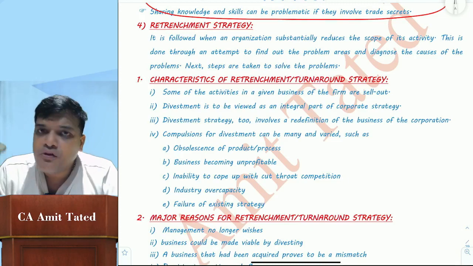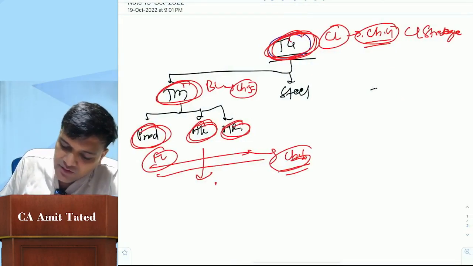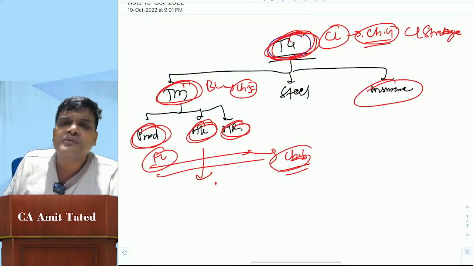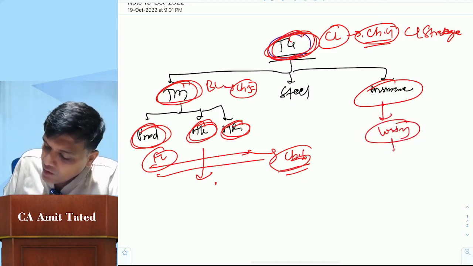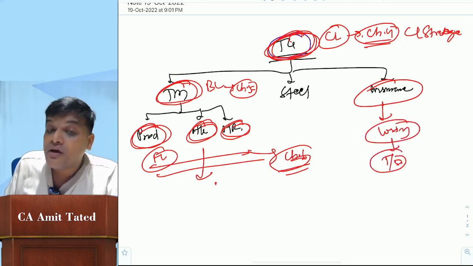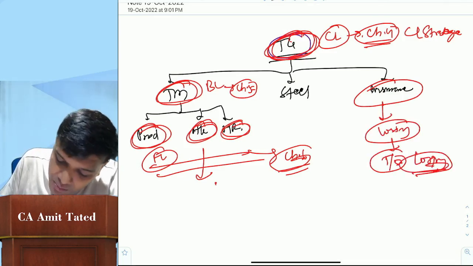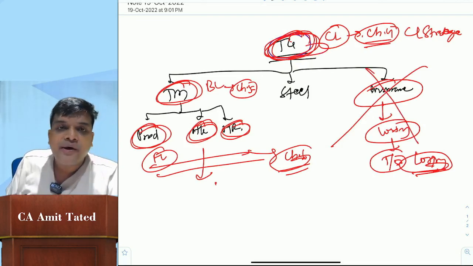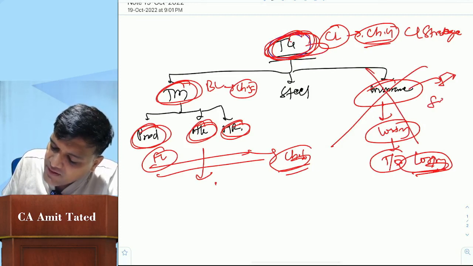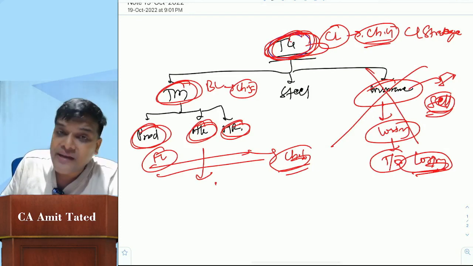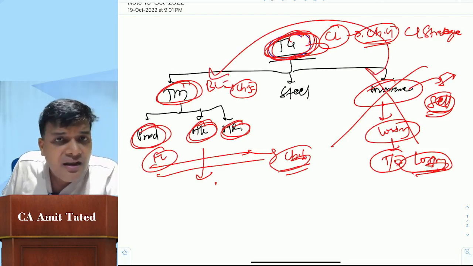Example, suppose Tata Insurance is there. Tata Insurance is losing the market. Now they will first employ turnaround. After turnaround also they are still losing the market. Now Tata Group will say divestment. Close it down, they will say sell the insurance company to some other company, and the money from the insurance company will be used in some other Tata business like Tata Motors or Tata Steel or Tata Consultancy Services.